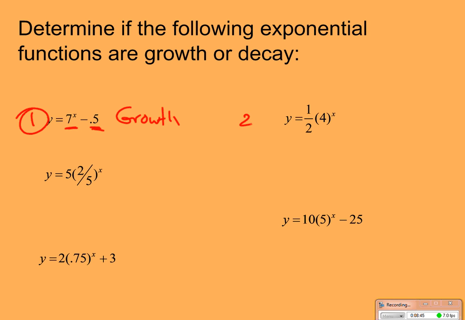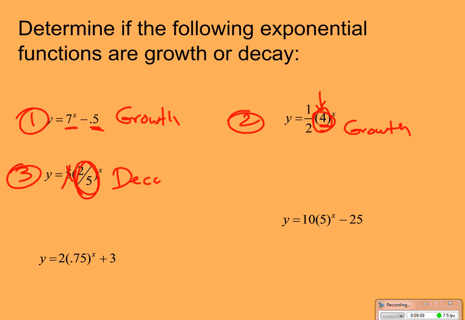Even this one, follow order of operations. I do this part first. 4 raised to the exponent is way, way bigger. This is going to be bigger than 1. This one's going to be growth. I'm only looking at what I'm raising to a power. So for number 3, 2/5 gets raised to the power. Not 5, I don't care about 5. 2/5 gets raised to the power. That's going to be decay.